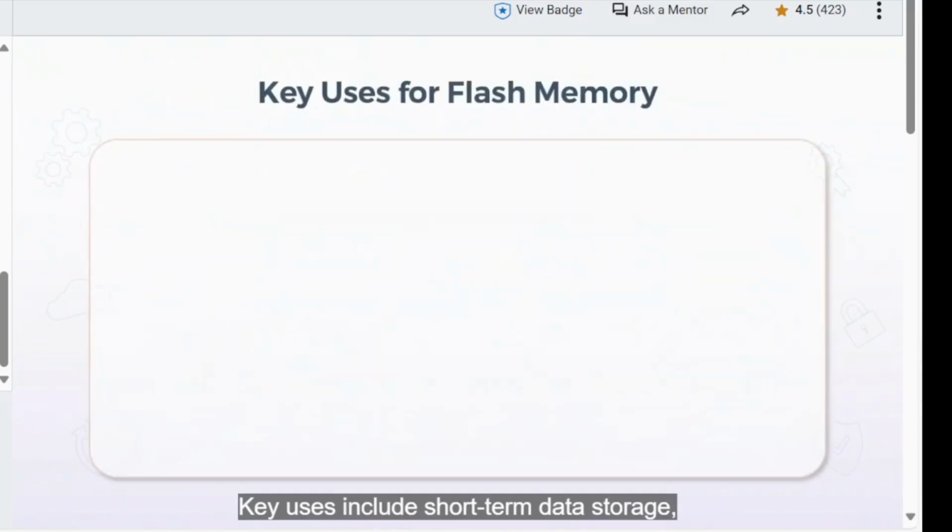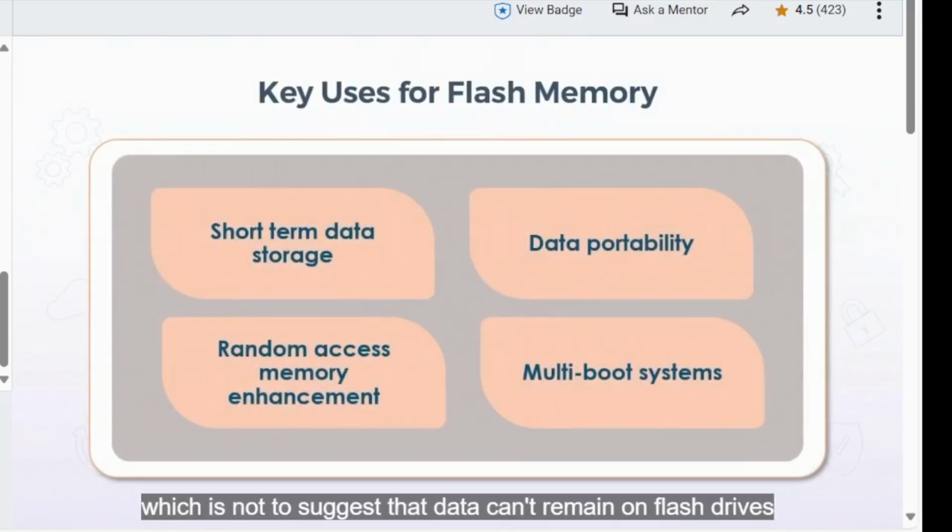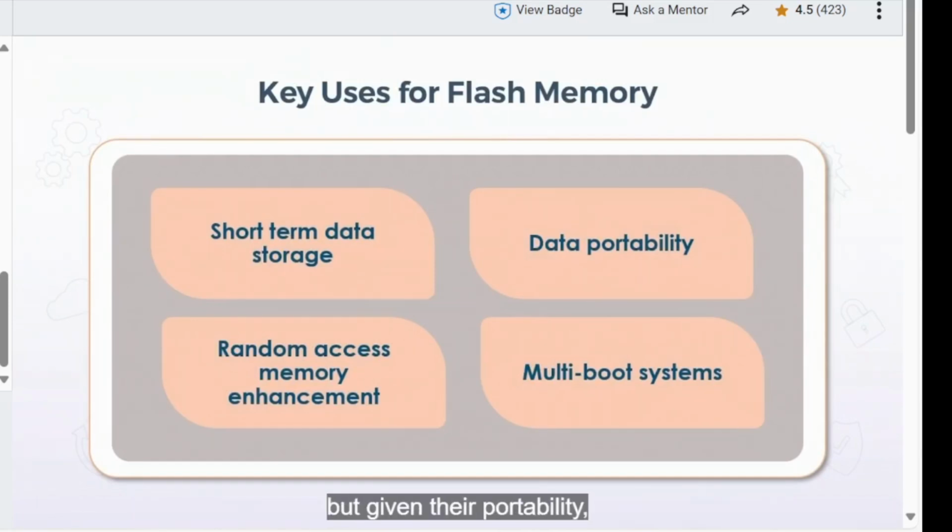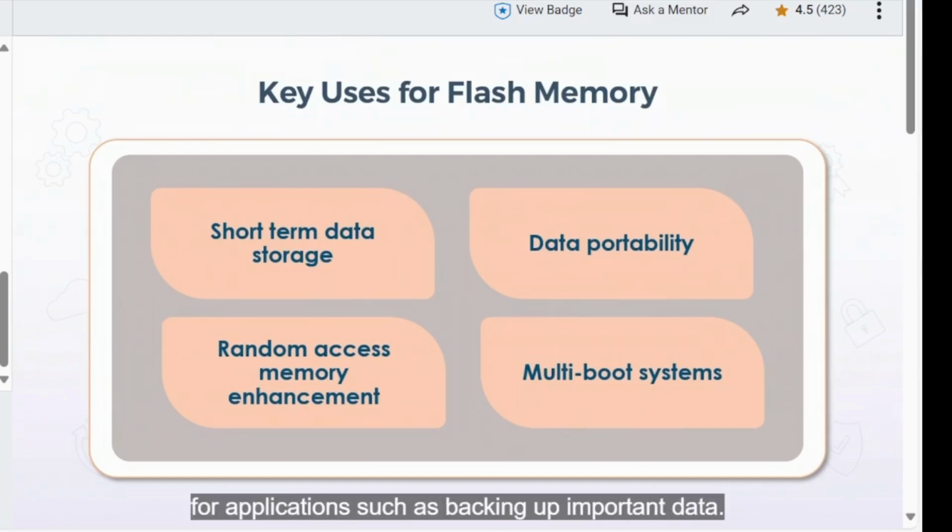Key uses include short-term data storage, which is not to suggest that data can't remain on flash drives for long periods, but given their portability, they're simply easy to lose or be left behind, so they shouldn't be relied upon for applications such as backing up important data. But because they're so small and portable, they're ideal for bringing large amounts of data with you.